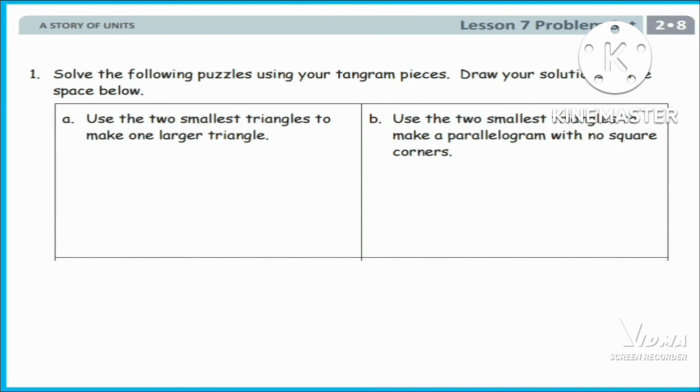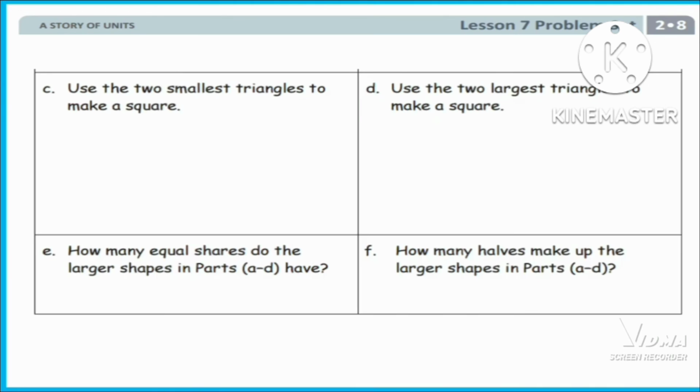All right. Now you're going to do some practice for me. You'll use puzzles, the tangram pieces, to draw your solutions in each of these examples. When you're done, bring your work to class for marking.